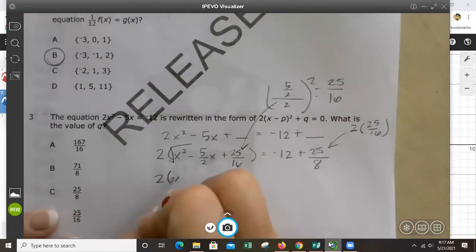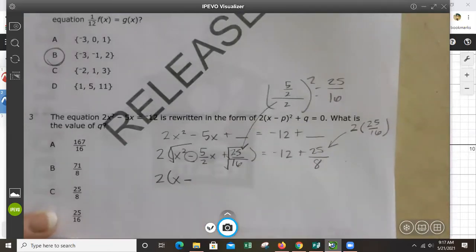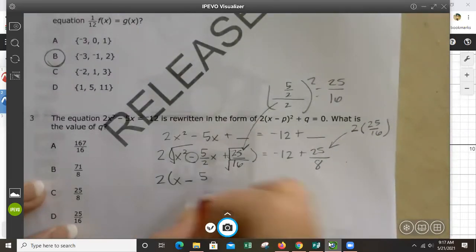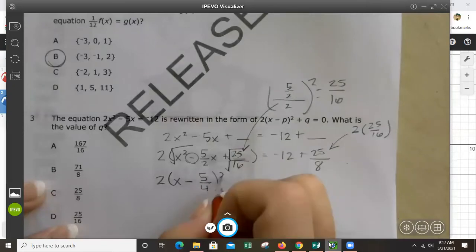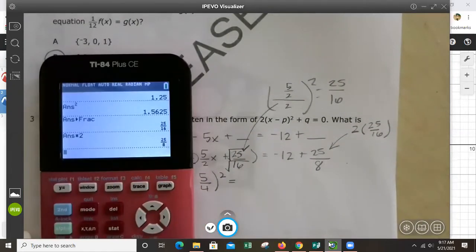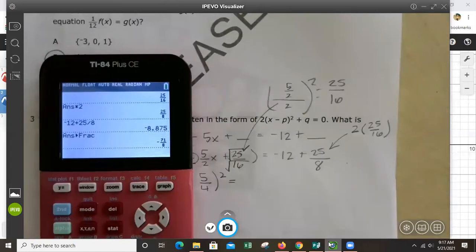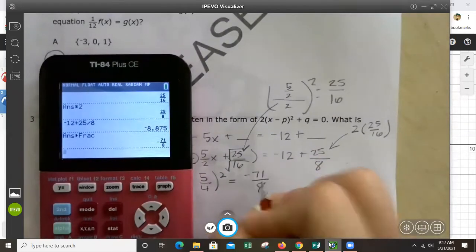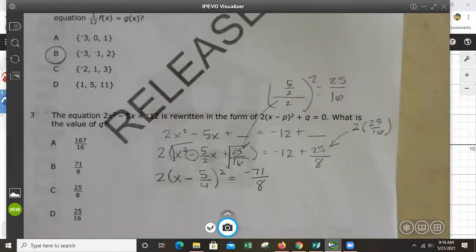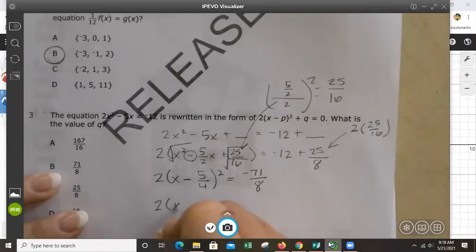I take the square root of the first term, and when I square root a fraction, I do the top and the bottom. So the square root of 25 is 5. The square root of 16 is 4, squared. And then again, I'm lazy, so I'm going to use my calculator. Why not, since I have it? Change it into a decimal. We get -71/8. And we want it equal to 0 because that's what it says to do. So we're going to move the 71/8 over.